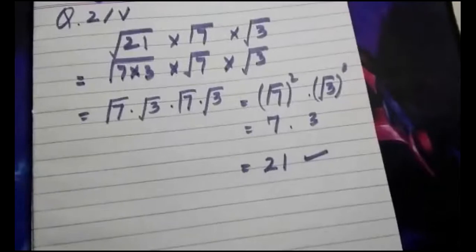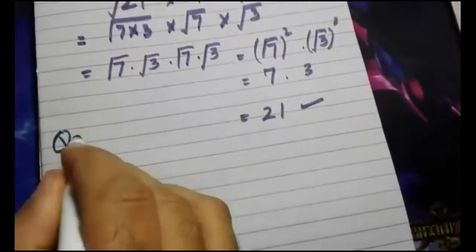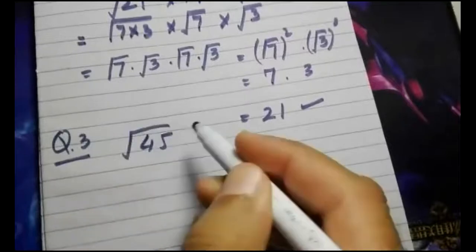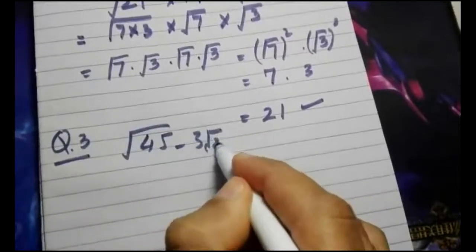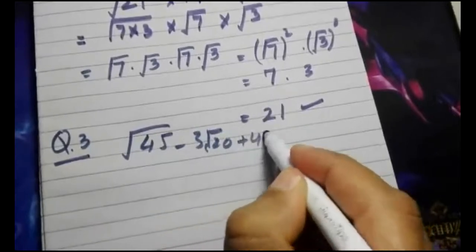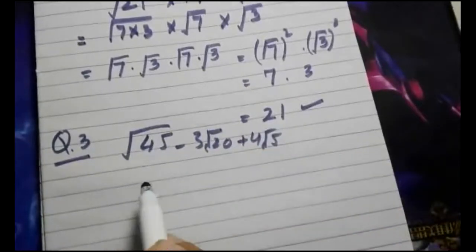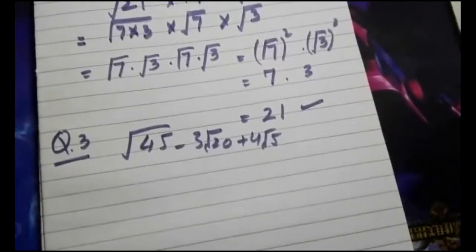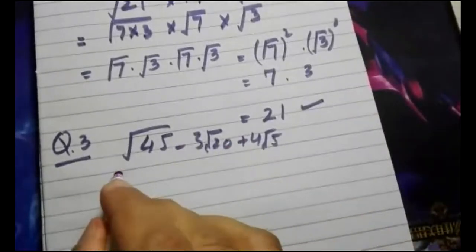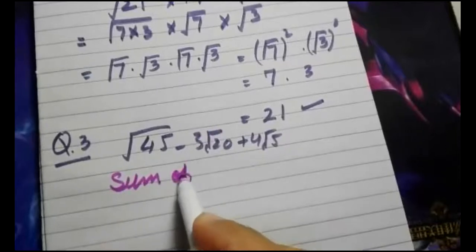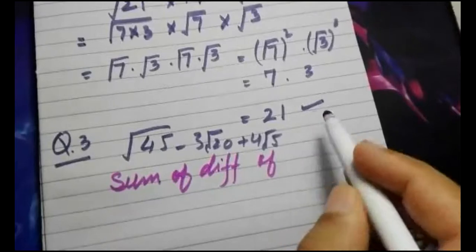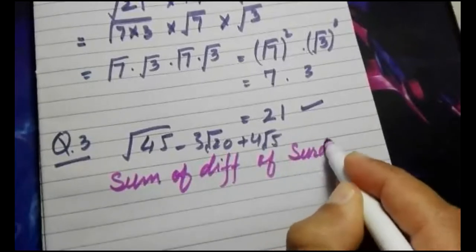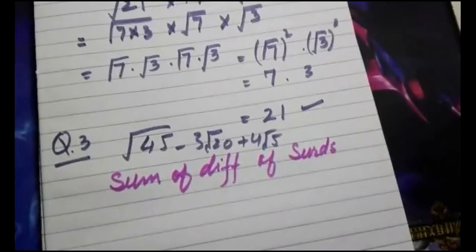Next question is about question number 3. It is question number 3. And these type of questions I feel are relatively more important as compared to the rest of the earlier questions. This is actually the sum or the difference of surds. If by topic wise I want to write it, topic wise it is sum or difference of surds.